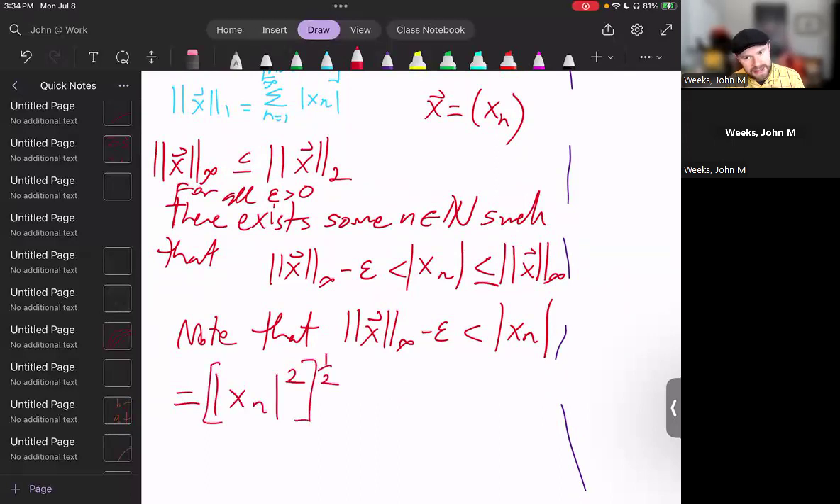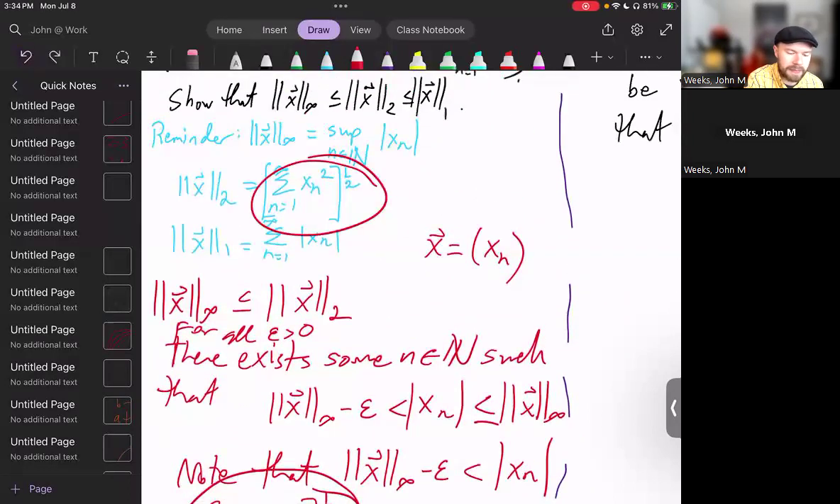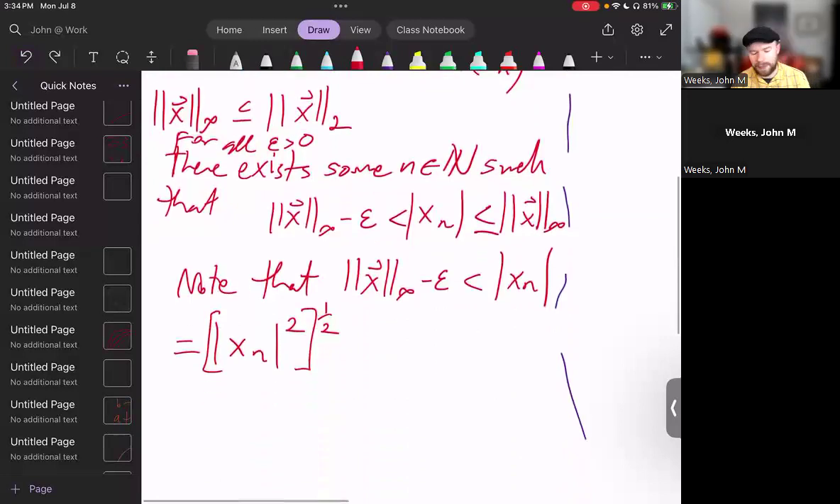Now, why would I write it like this? This is something that's certainly true, but what I'm doing is trying to make a connection between what I'm trying to use for the infinity norm and what I see a lot of here in the 2 norm. That seems to help connect these two things. In particular, when I'm squaring x sub n, I don't need these absolute values anymore. It's just x sub n quantity squared to the power of 1/2.